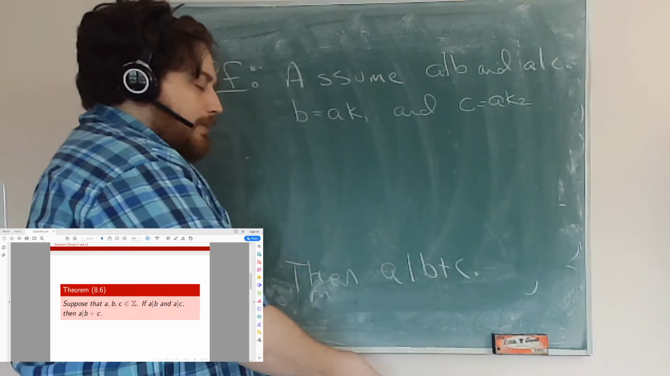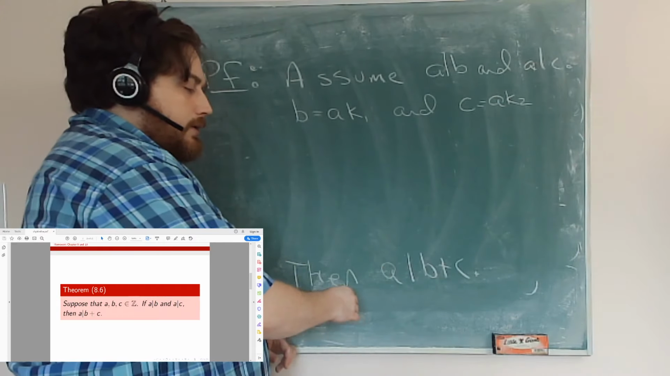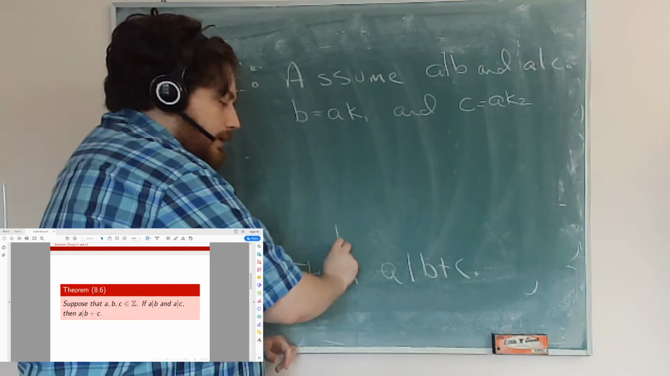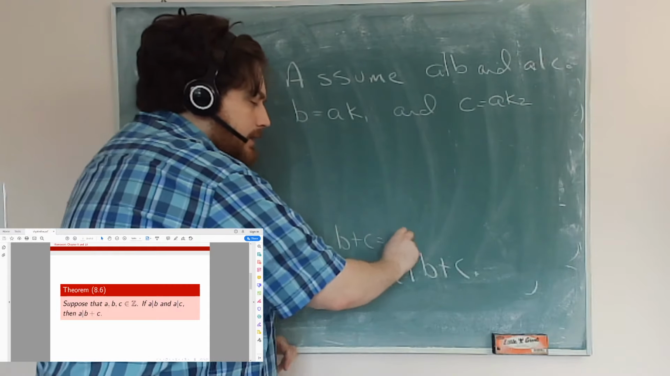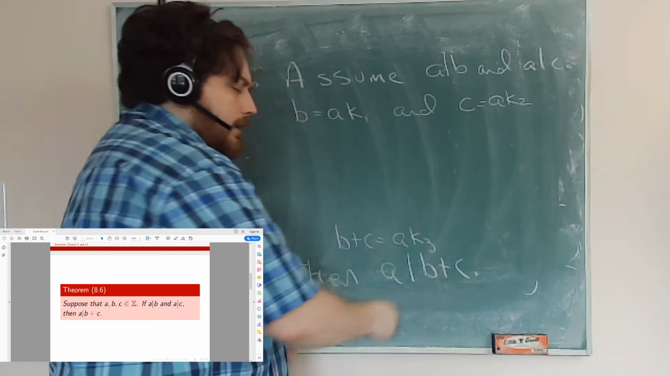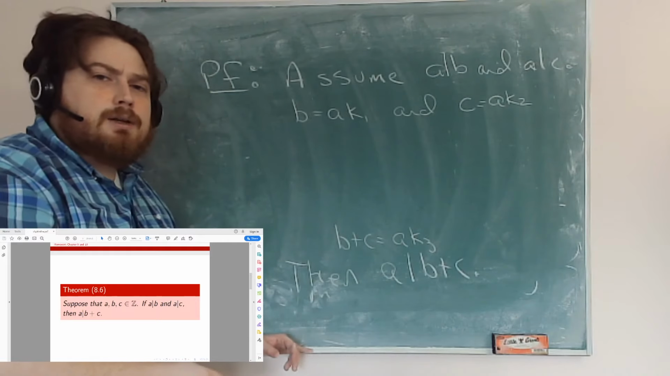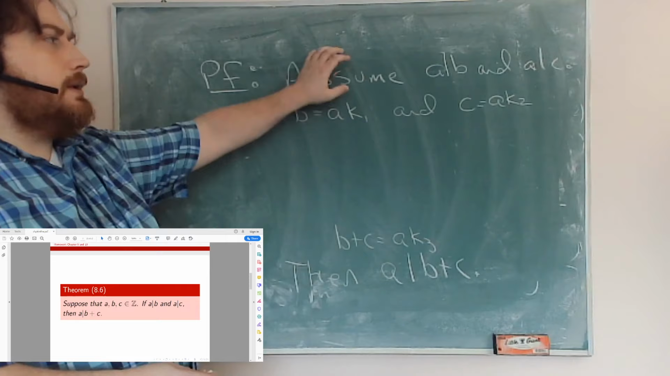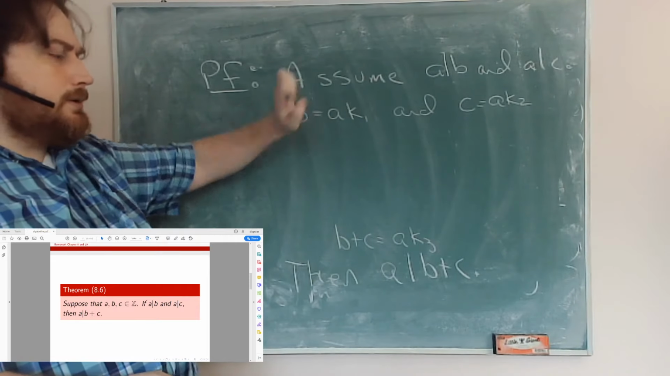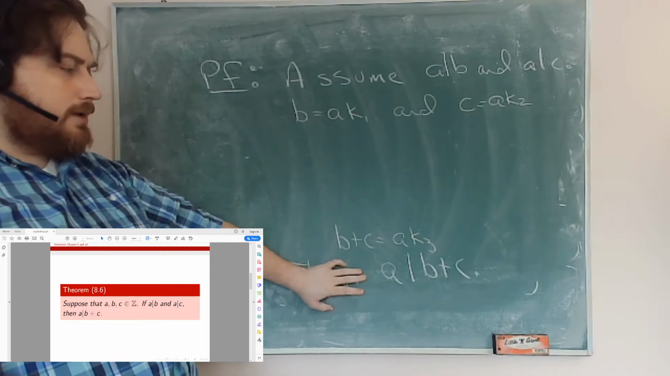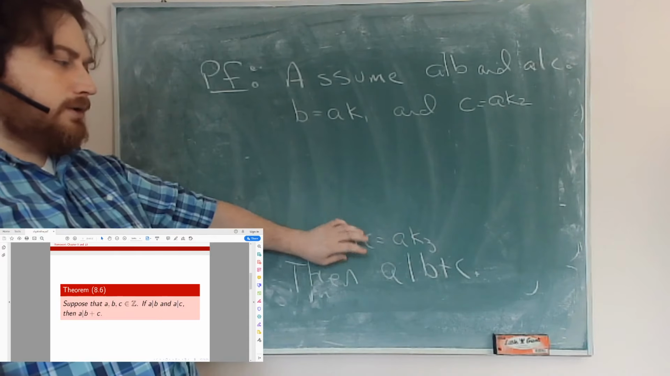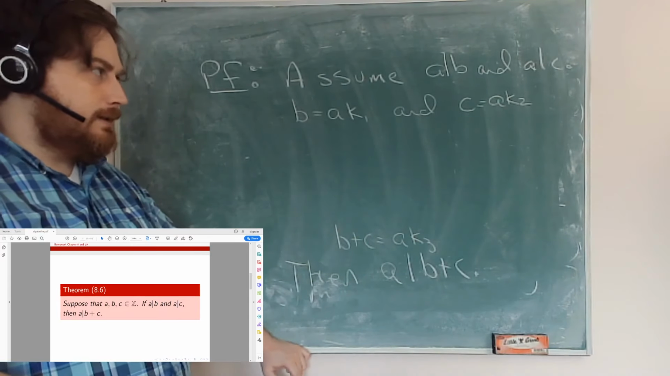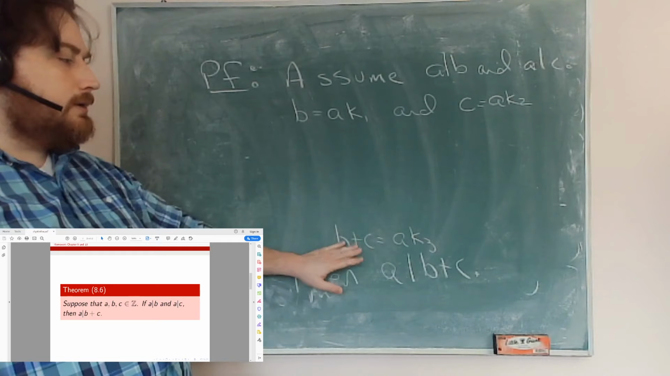If A divides B plus C, what we want to show is that B plus C is equal to A K3 for some integer K3. So again, I'm working my way both directions. What does this mean? This means this. I get to assume this. I have to show this. This is equivalent to this. So if I can show this, I'm done. So somehow I have to use this to show this.